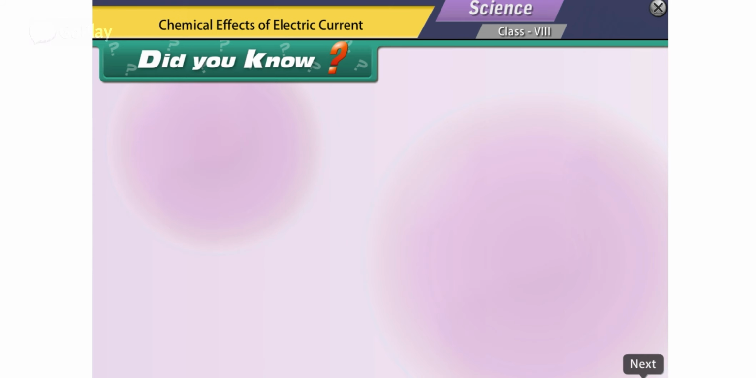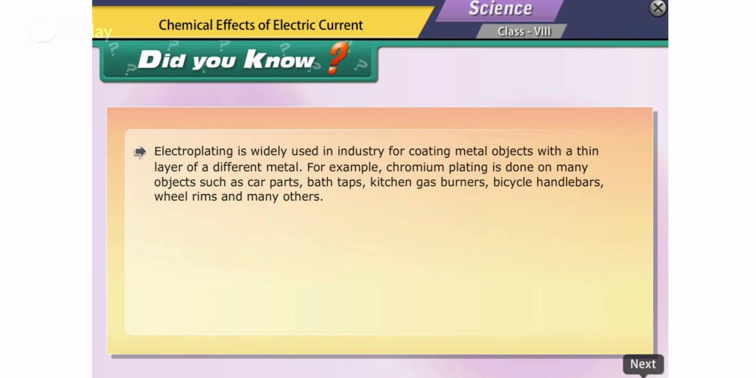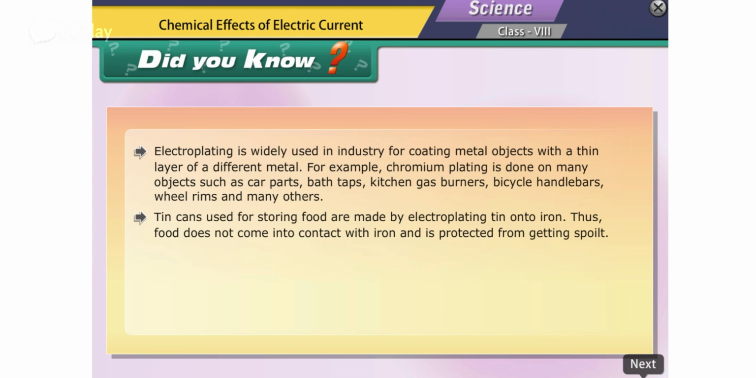Did you know? Electroplating is widely used in industry for coating metal objects with a thin layer of a different metal. For example, chromium plating is done on many objects such as car parts, bath taps, kitchen gas burners, bicycle handlebars, wheel rims, and many others. Tin cans used for storing food are made by electroplating tin onto iron. Thus, food does not come into contact with iron and is protected from getting spoiled.